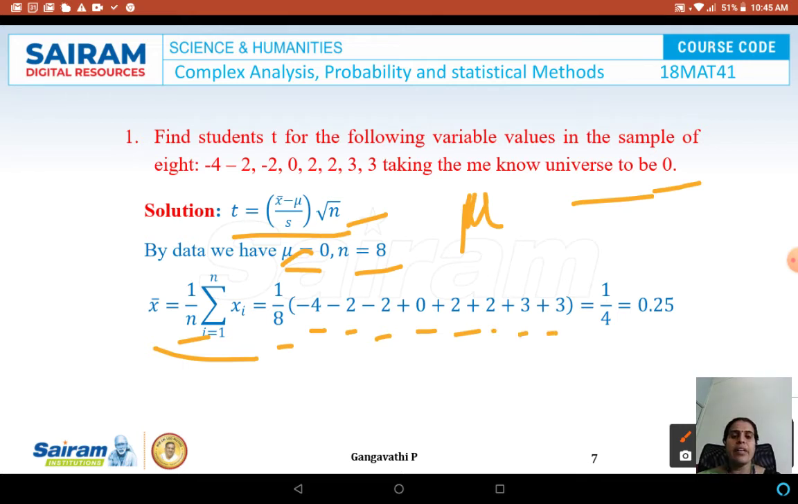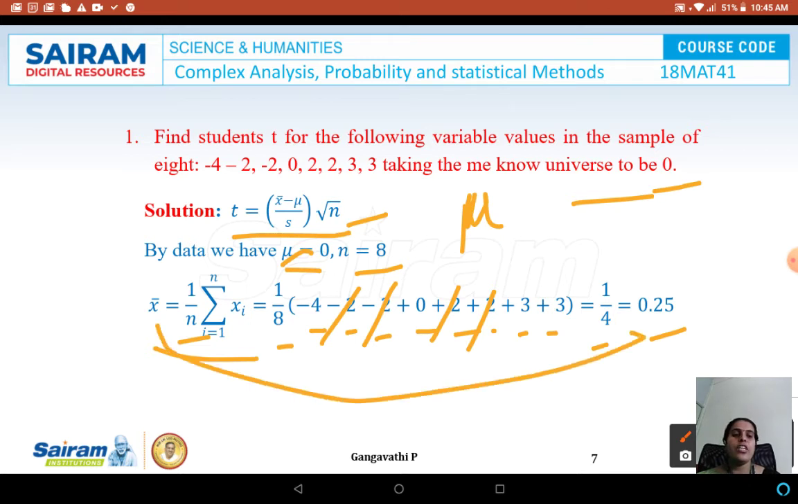You can see very well, plus 2, minus 2, minus 2 and plus 2 get cancelled. So minus 4 plus 6 gives you 2, and 2 by 8 gives you 1 by 4, which is nothing but 0.25. So x bar value is 0.25. So now observe your expansion for t.